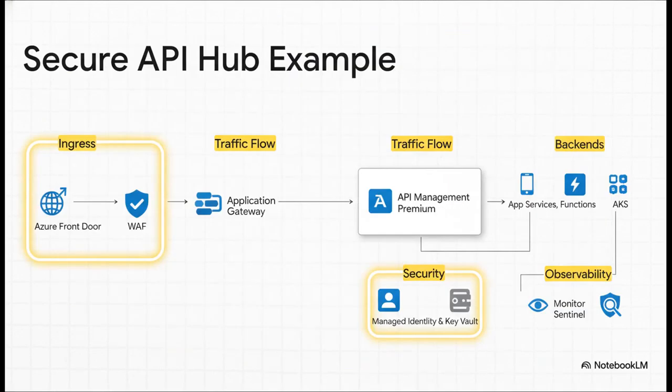And look, this wasn't some simple Hello World app. We're talking about a secure API hub with a really complex flow. You've got traffic coming in through Azure Front Door and a WAF. It's passing through an application gateway, hitting API management inside of VNet, and then going to backends like app services and Kubernetes. All of that secured with managed identity and Key Vault. And the skill handled the whole thing, automatically applying the right Azure icons for every service.